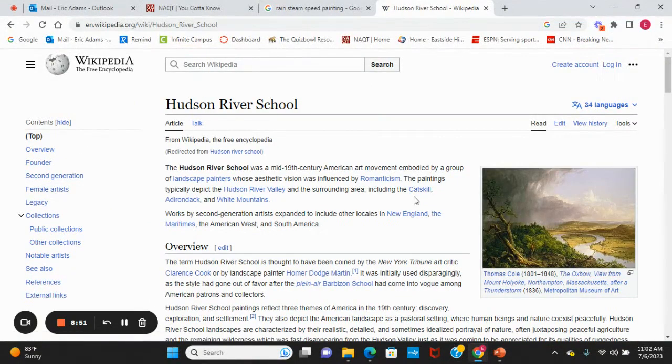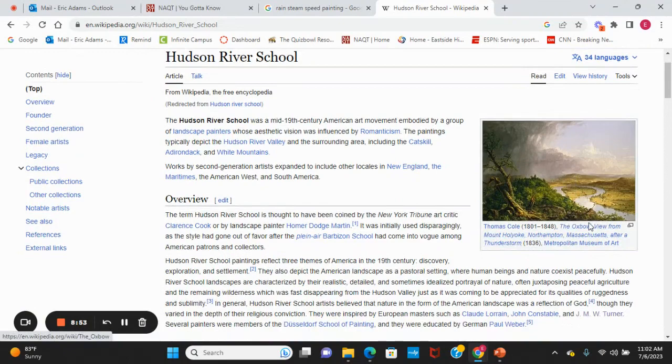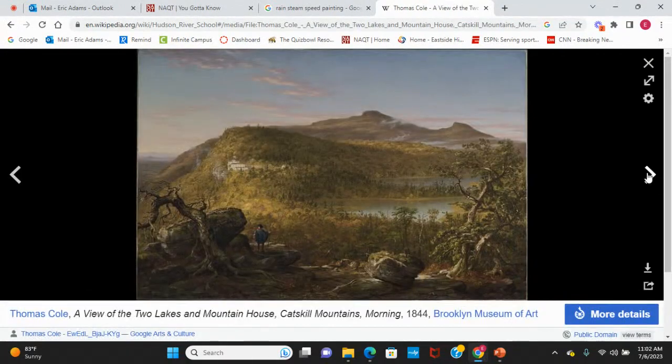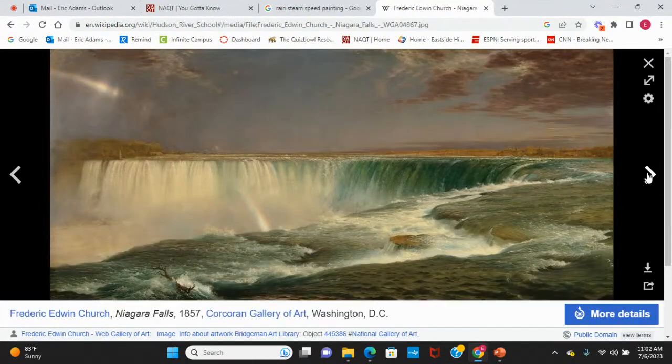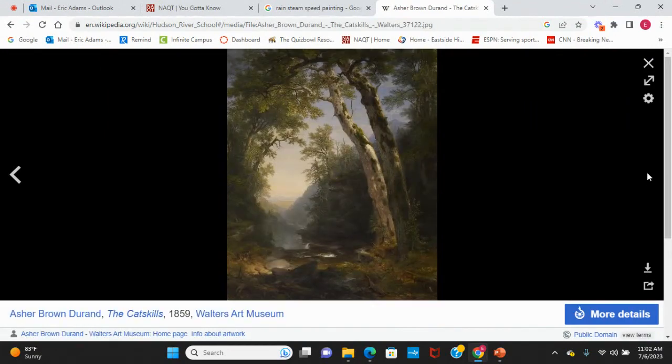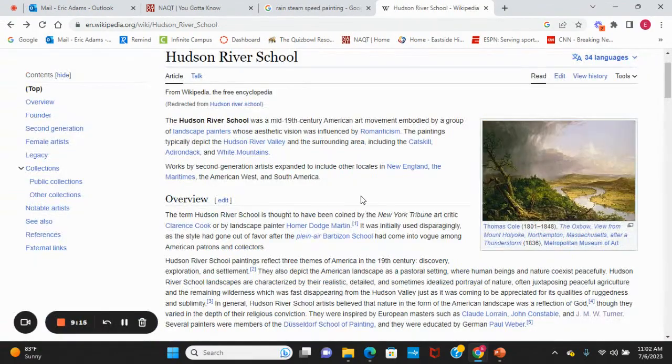And there it is. So you have for Thomas Cole the Oxbow, a view from Mount Holyoke that is there. So there you can see it. Here is, of course, a view of Two Lakes and Mountain House. There it is. Yes, Frederick Edwin Church, Niagara Falls, 1857, and so forth and so on, all a part of these. Asher Durand at the Catskills is also a member of the Hudson River School.